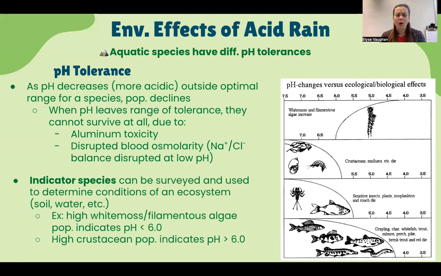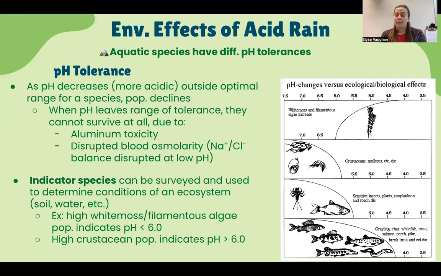As an example, white moss and filamentous algae indicate that the pH is below 6. Those actually like the really acidic conditions, and as the pH decreases, their population increases. But other populations die off as the pH decreases. Crustaceans and mollusks tend to die off below a pH of 6. And so if we have a high crustacean population, then we know we're close to neutral, a pH above 6. Low or no crustacean populations means that it's below 6.